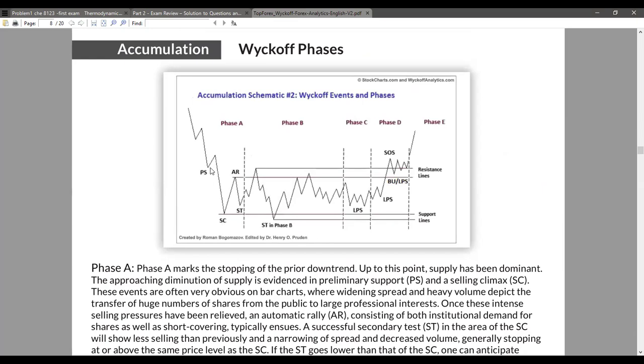Climax here means the last point for sellers to come out. If you're not coming out here, you might not be profitable. So sellers need to come out here, and then it goes up to have an automatic rally, a secondary test, and then you have this secondary test in phase B. Then the market keeps going fractal until we have this last point.